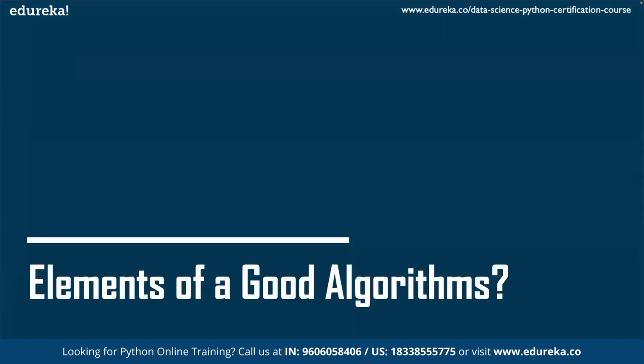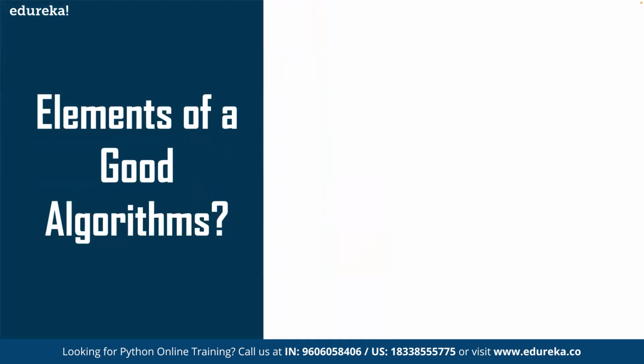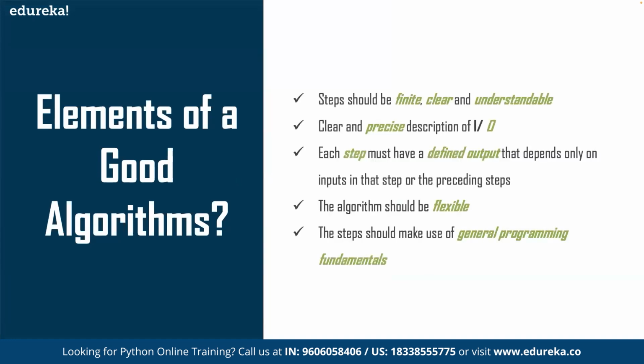Now let's look into the key elements of a good algorithm. If I want to describe some of the key elements of a good algorithm, this is how they would look. Whenever we are formulating the steps, the steps should be finite. The steps should be clear, and the steps should be understandable. So this is one very important thing that you need to remember when you are working.